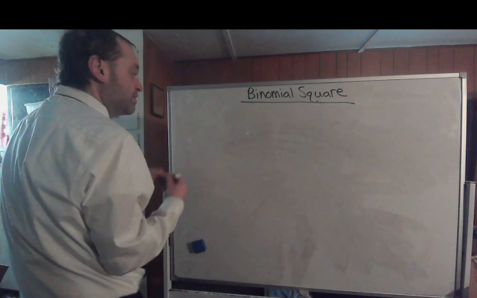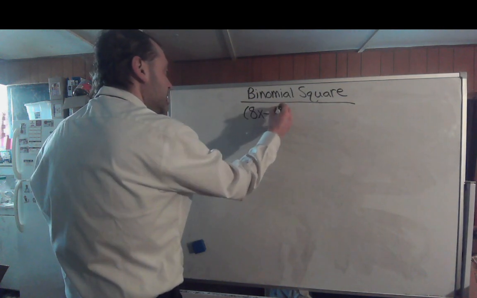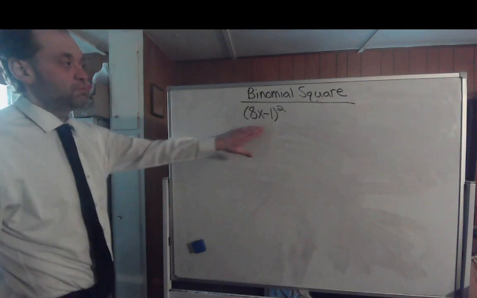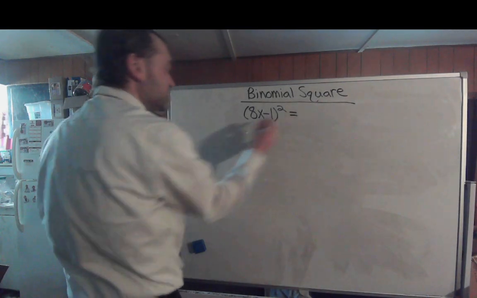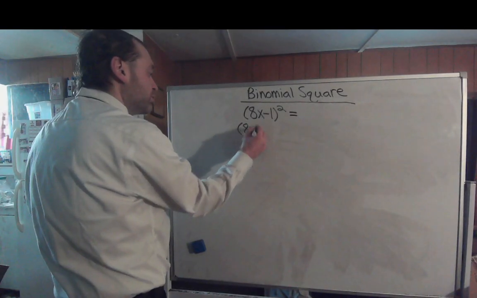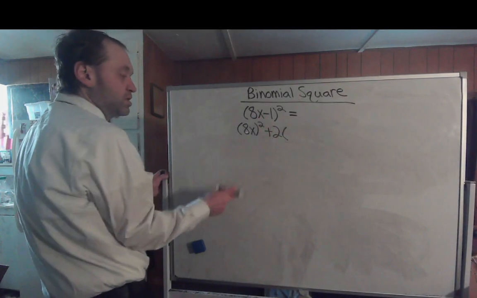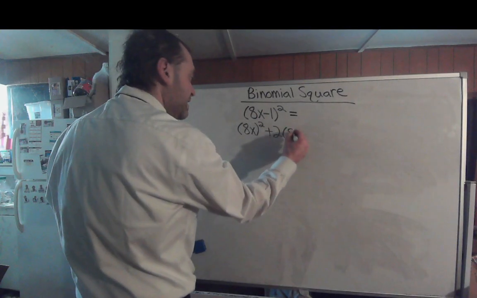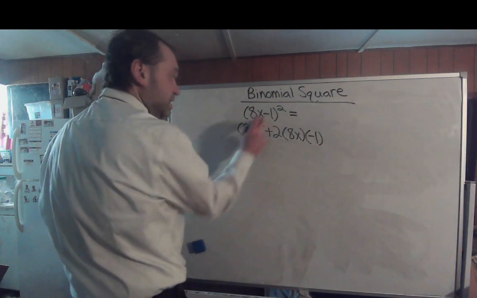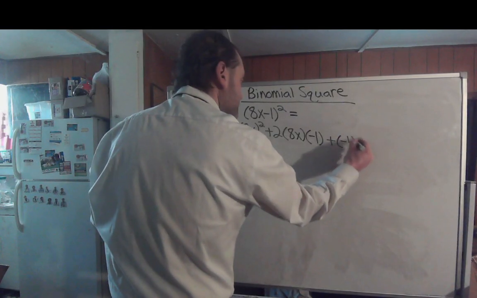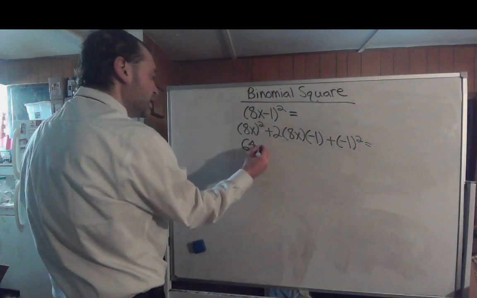Alright, let's see here. What if I have one more? I'm just going to do one more, then we're done. So I have the quantity of 8x minus 1 raised to the second power. Well, I'm still going to take my whole first term, that 8x, I'm going to raise that to the second power, plus I'll take 2 times the two terms multiplied together. So 2 times the 8x, this time times the negative 1, plus I'll take that negative 1 and raise it to the second power. So 8x to the second power is 64x squared.